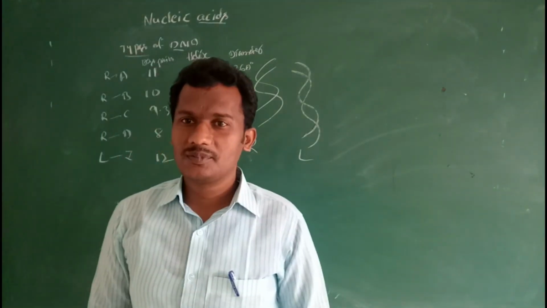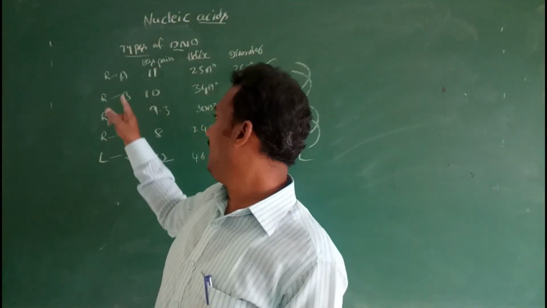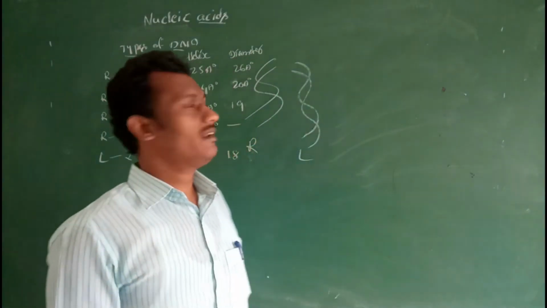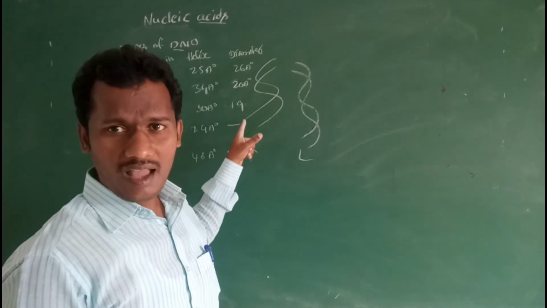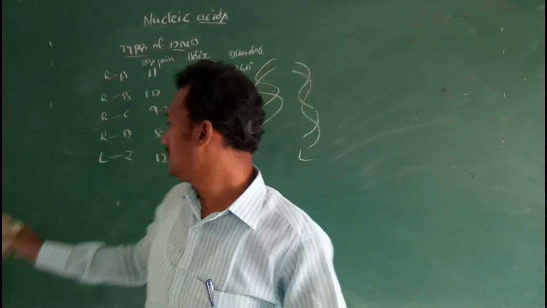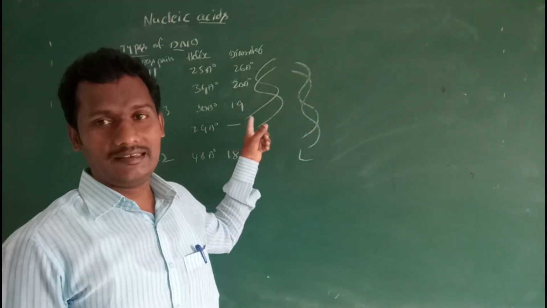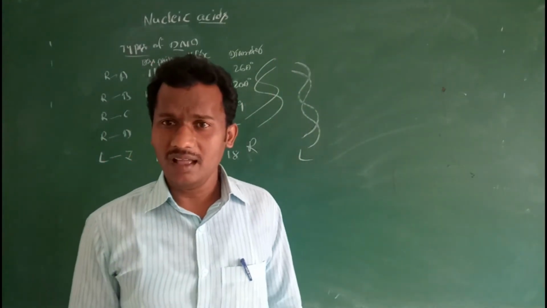So next one, types of DNAs. A type, B type, C type, D type and Z type. Generally DNA is a right-handed helix. Only Z is in a left-handed manner. So helices coil in right-handed and left-handed conditions.